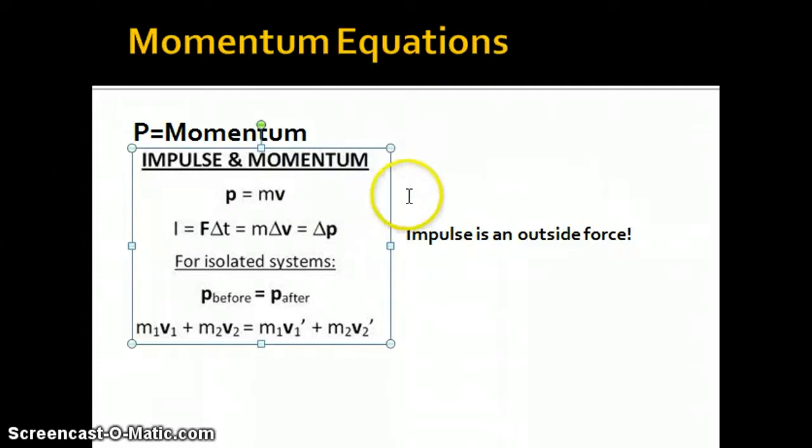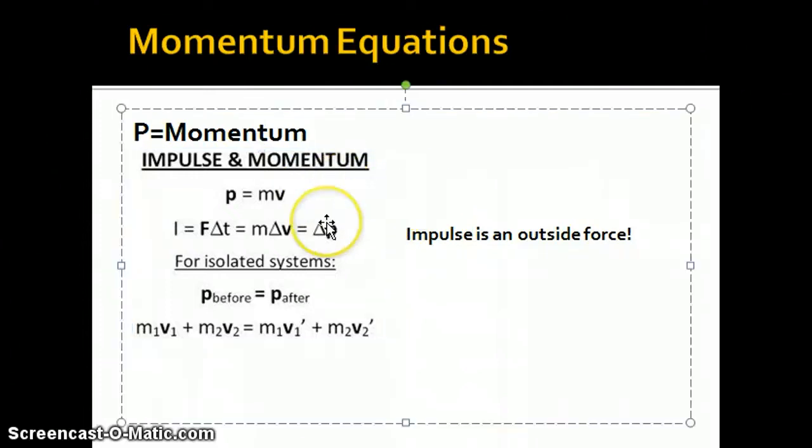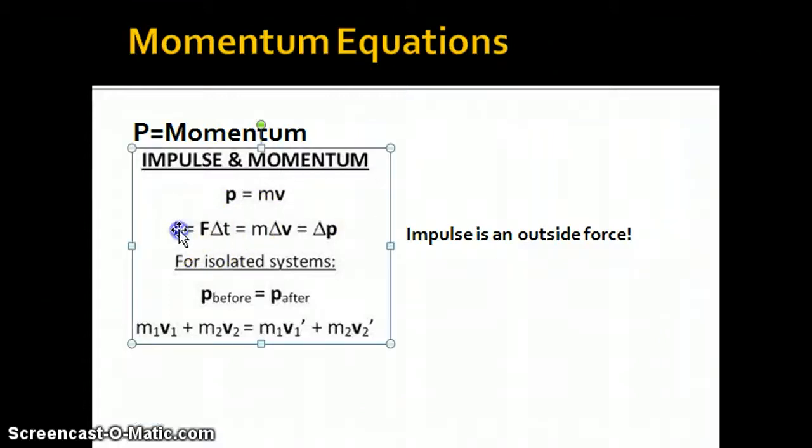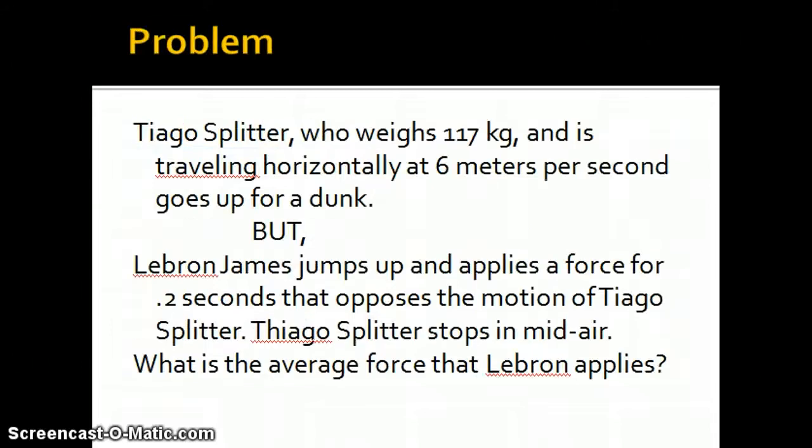In this case, our object that had momentum was Thiago Splitter, and the impulse, which is always an outside force that acts to change the momentum of the system, was LeBron. The equation for impulse is the force exerted times the time interval over which the force is exerted. So if you go back to this problem, we have LeBron who exerts a force for 0.2 seconds.